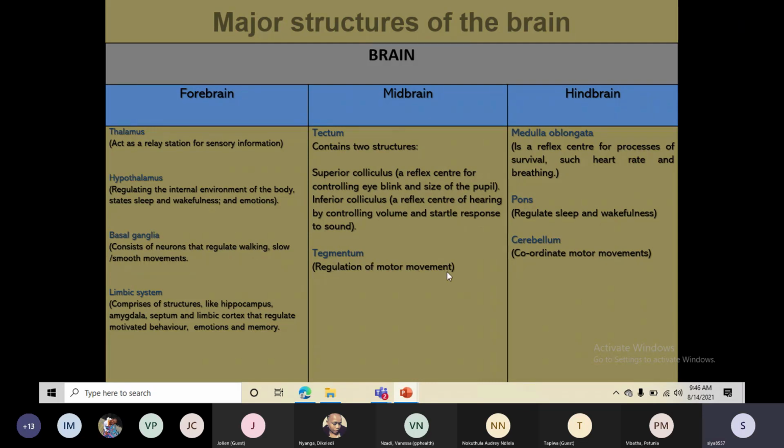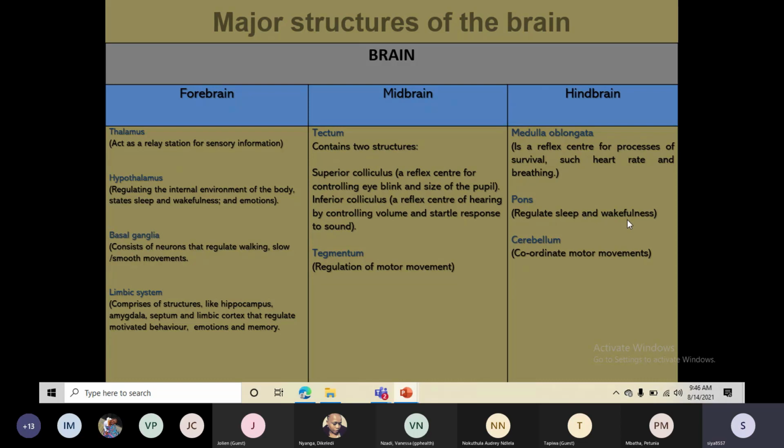The substantia nigra regulates motor movement. So under the hindbrain, the key structures are the medulla oblongata, pons, and cerebellum. The medulla oblongata, as I've said, is the most important structure in the brain. It determines life and death, a thin line between life and death. It is the reflex center for survival, heart rate, and breathing. If your breathing stops and your heart rate stops, you won't be able to live. They are regulated by the medulla oblongata.